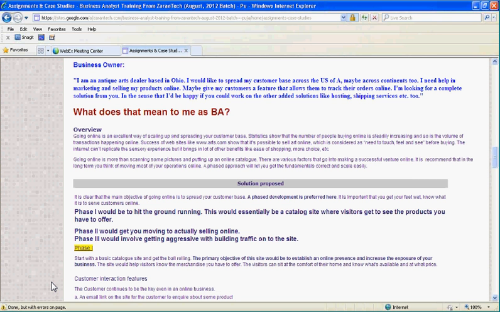There are various factors that go into making a successful venture online. It is recommended that in the long term, you think of moving most of your operations online. A phased approach will let you get the fundamentals right, correct course, and scale easily. Solutions proposed. Okay, I don't want you to read that just yet. That is my solution that I give you.